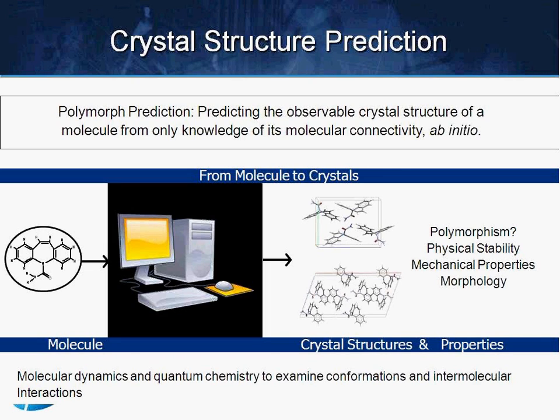And of course what you're able to do is take the molecular structure, stick it in a computer, come up with different packing motifs, and ultimately what we want to be able to do is predict physical properties, mechanical properties, crystal shape, and ultimately the likelihood of other polymorphs appearing.